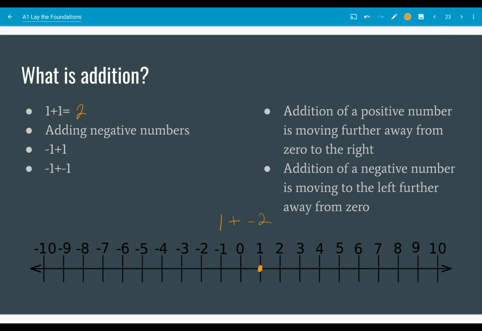1, and then we're going to move negative 2. So we're going to move 2 spaces to the left, right? Going to the left, further away from 0. So we're going to go 1, 2, goes negative 1. That's addition, and that's addition of negative numbers. It just has to do with position to the left or right of 0 and how we're moving.